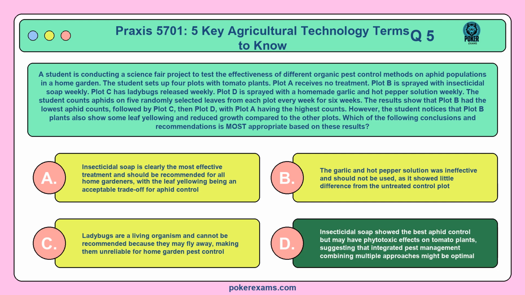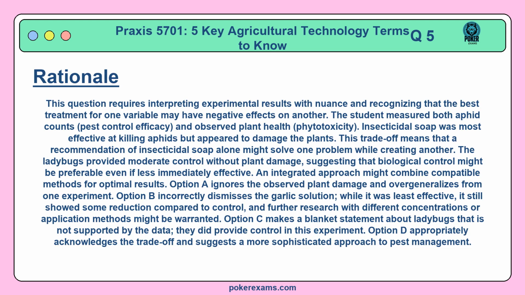The correct answer is D. This question requires interpreting experimental results with nuance and recognizing that the best treatment for one variable may have negative effects on another. The student measured both aphid counts, pest control efficacy, and observed plant health, phytotoxicity. Insecticidal soap was most effective at killing aphids but appeared to damage the plants. This trade-off means that a recommendation of insecticidal soap alone might solve one problem while creating another. The ladybugs provided moderate control without plant damage, suggesting that biological control might be preferable even if less immediately effective. An integrated approach might combine compatible methods for optimal results.